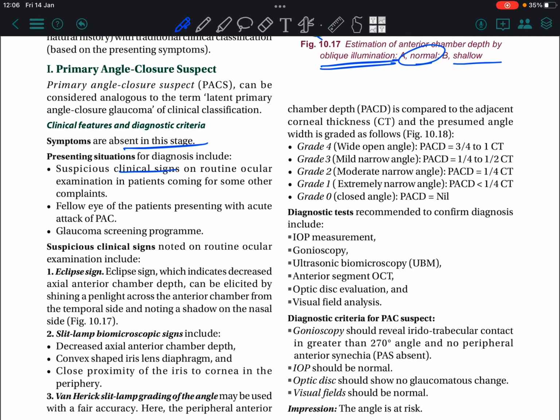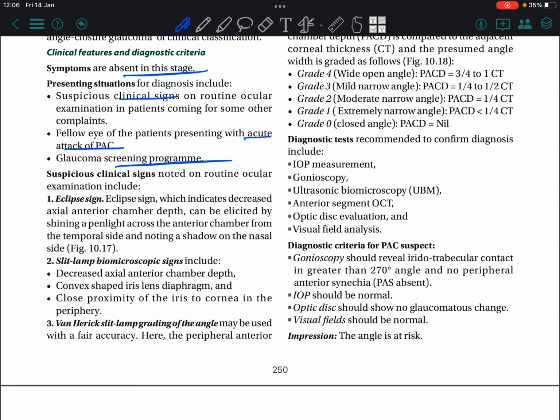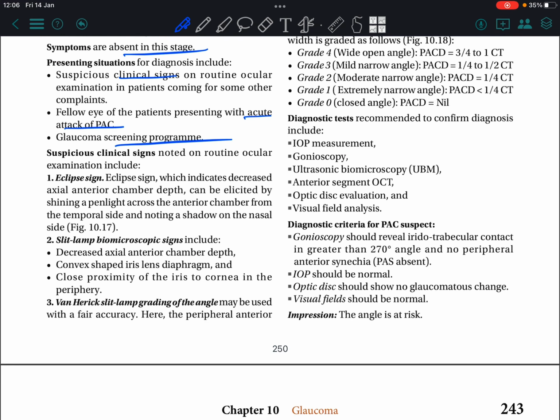Suspicious clinical signs in routine clinical examination. Fellow eye of the patient presenting with acute attack of PACG. Glaucoma screening program. Suspicious clinical sign noted on ocular exam, or eclipse sign, which indicates decreased axial anterior chamber depth, and can be elicited by shining a pen light across the anterior chamber from the temporal side and noting a shadow on the nasal side.